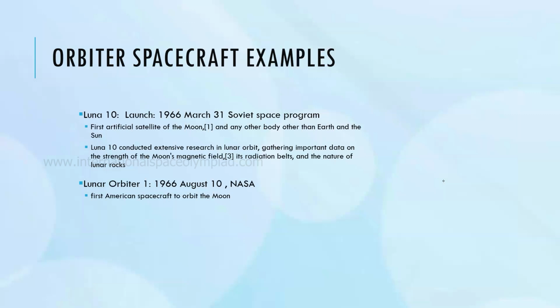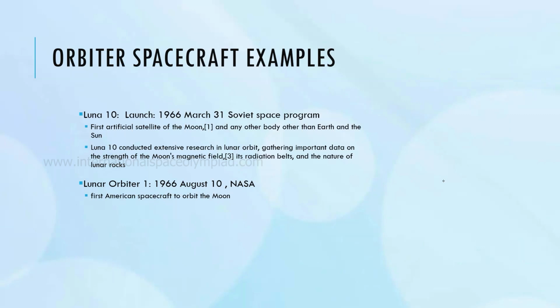Now, orbital spacecraft, one or two examples, that's all. Maybe the first artificial satellite to orbit the moon, and that is from the Soviet space program in 1966, March 31. See the date, okay? Then the second one you can see is NASA's Lunar Orbiter 1, 1966, August 10. So both are in the same year. Why is that more important here? Because you can see this is just some 4 months apart.